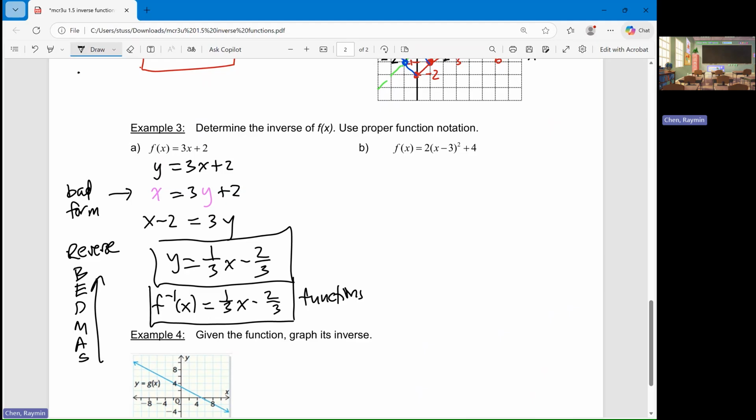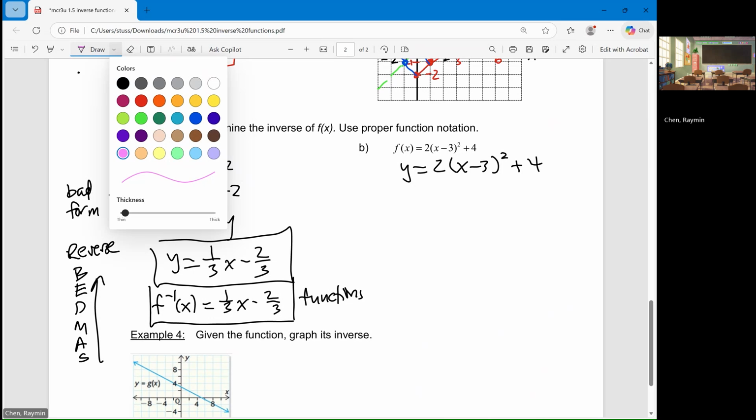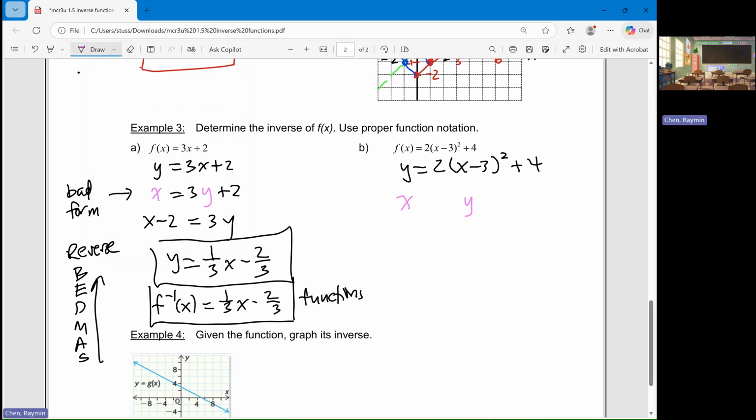For the next one, notice, same idea. Pause the video if you want to try it, do it yourself. We have y equals 2 times (x minus 3) squared plus 4. This is clearly the vertex form of a quadratic. Swap the x's and y's, and now do reverse BEDMAS.